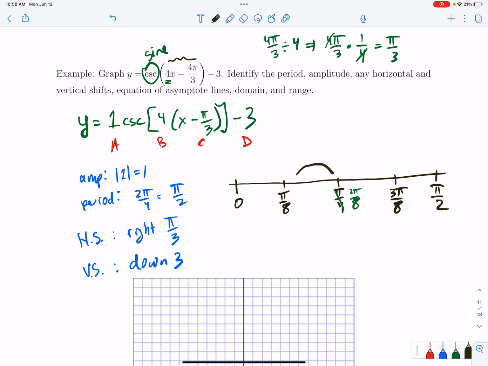Okay. Now I need to add pi over 3 to each of these. And let me just move that. So I'm going to add pi over 3 to each of these positions. And this is a little bit of work because none of these have a common denominator.